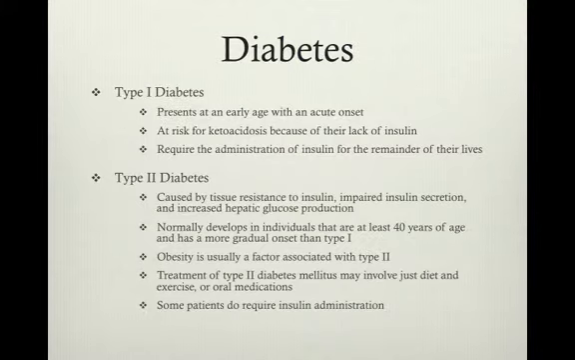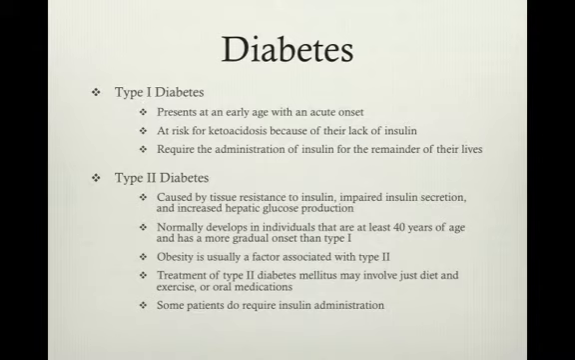So diabetes, we have two types. A type 1 diabetic presents at a very early age with acute onset. They're at a risk for ketoacidosis because of their lack of insulin. So we get ketoacidosis as a result of inadequate insulin, not having the ability to get sugar into the cells, and tapping into fat supplies. They require the administration of insulin for the remainder of their lives.